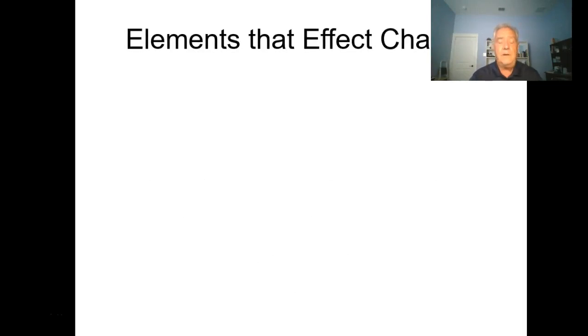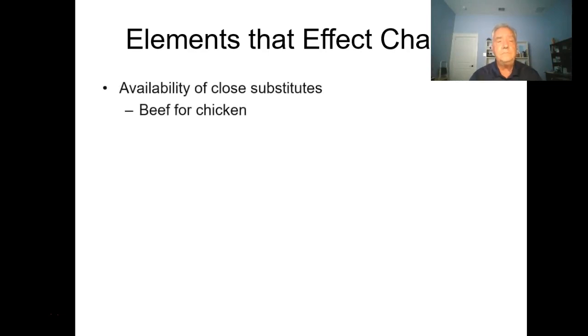All right, we did this as well. Elements that affect change or elasticity. Number 1, the availability of close substitutes. We're going to talk in a little while about the impact of substitutes on elasticity. And we will show you how to calculate elasticity of complementary or substitutable products. So the example we always use is beef for chicken. The price of beef goes up very high and the quantity purchased of chicken starts to increase dramatically. Okay? We can measure that elasticity. And I will show you how later on.